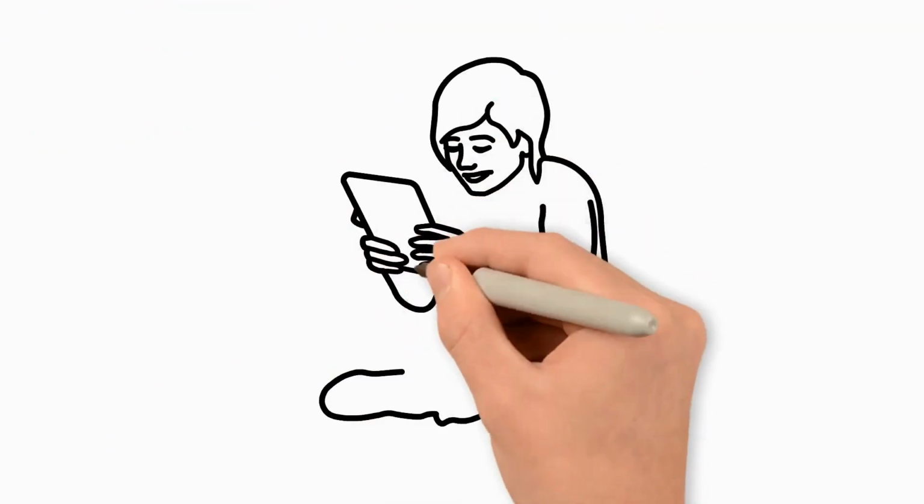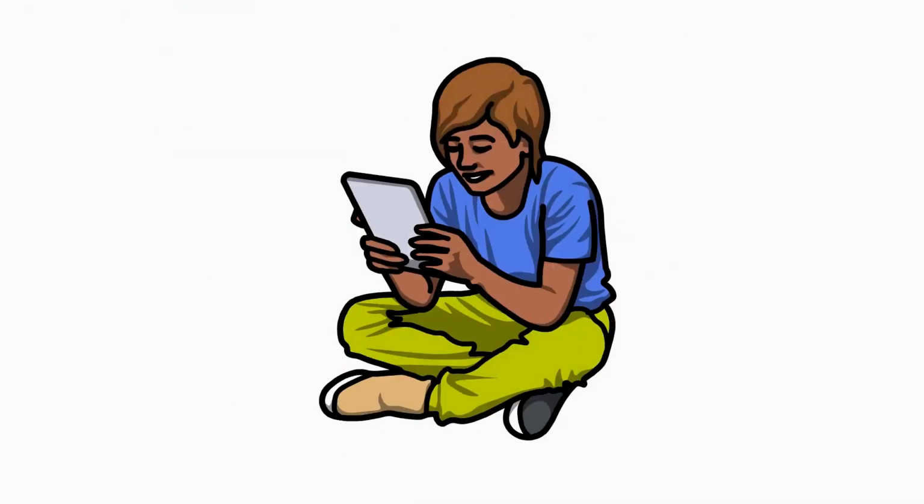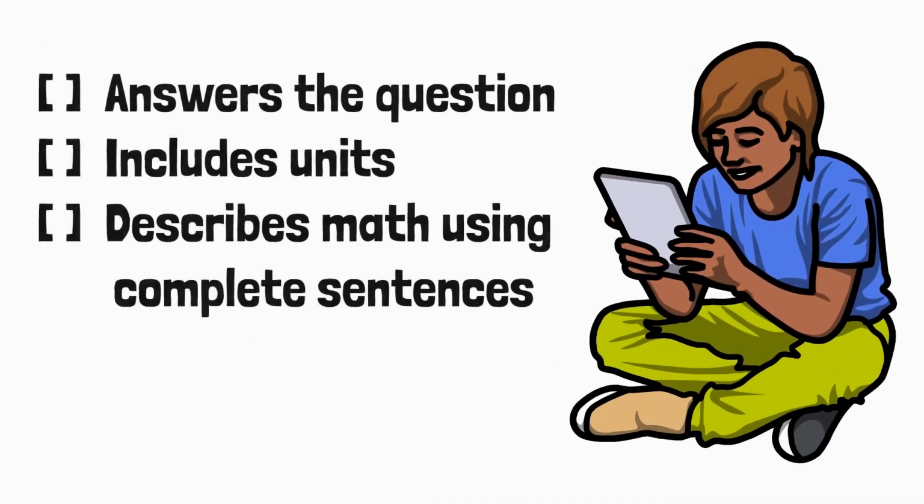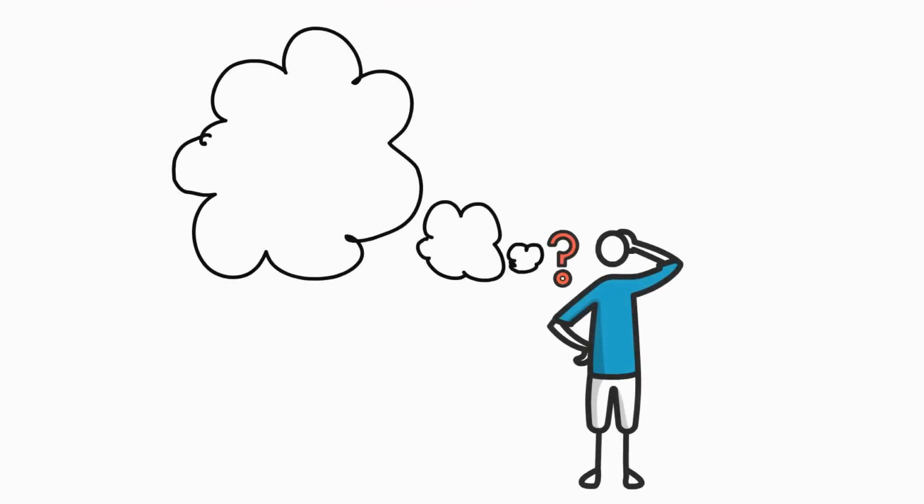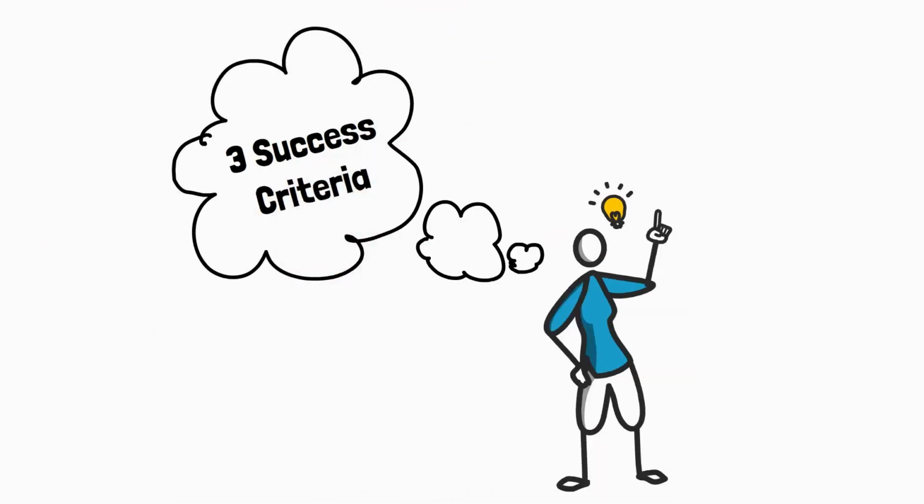So now, take one more look at your written explanation. Is there anything that you could add or change to improve it? And to make sure that it includes all 3 success criteria? This is what we hope you'll think about when you tackle the performance task on this year's CAASPP test.